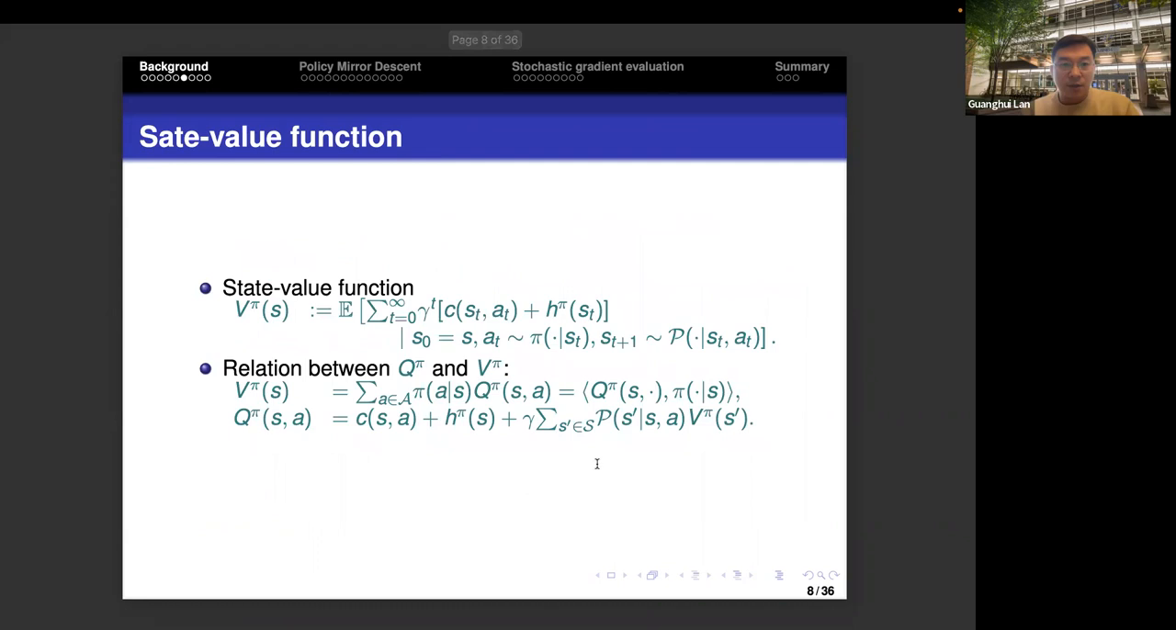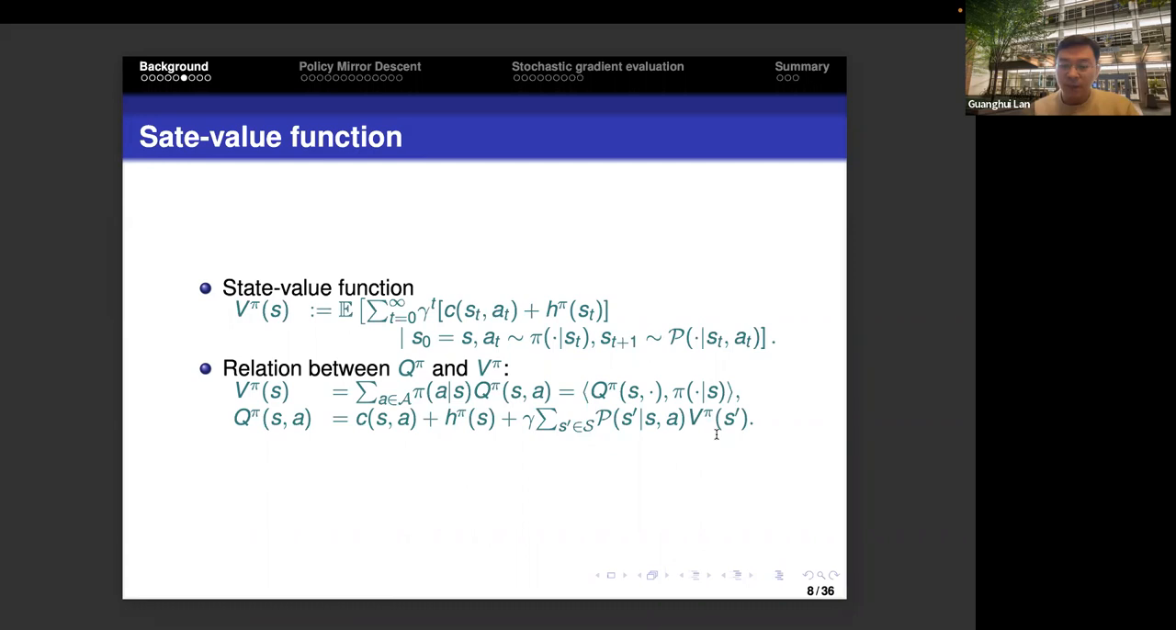A related value function is called the state value function. The difference between the state value function and the state action value function is that here you just fix a state, S0 equal to S, then you take an action according to the policy pi. And then you calculate the cost along the resulting trajectory. Okay, there are some well-known relationships between these two value functions. The V value function is the inner product of Q and the policy pi. And similarly, you can calculate the Q function if you know the V function.